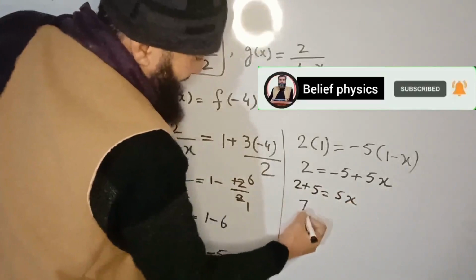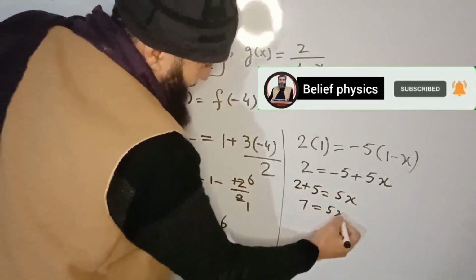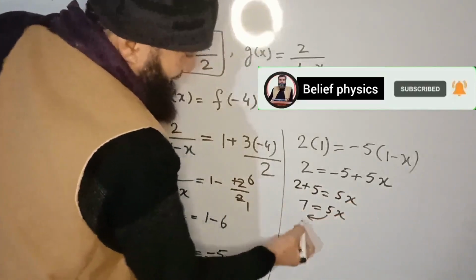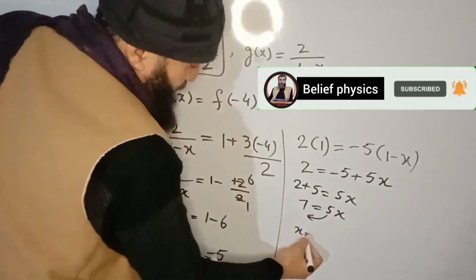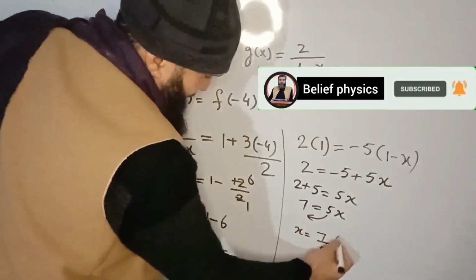So 2 plus 5 is 7. 7 is equal to 5x. Shift 5 here, it will be divided. So x will be equal to 7 over 5. This is your answer.